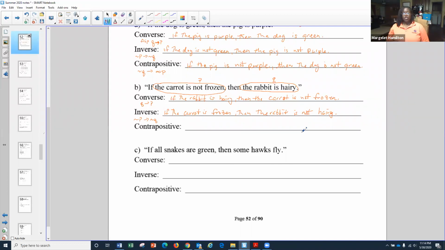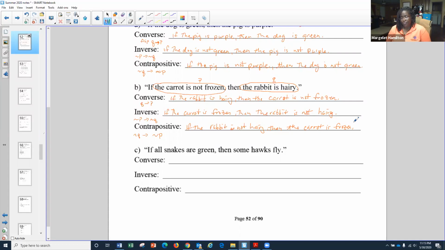This last one, contrapositive, flip and change. So we have negation Q implies negation P. Okay, so flipping it, we have if the rabbit is not hairy, then the carrot is frozen. And there we have it.